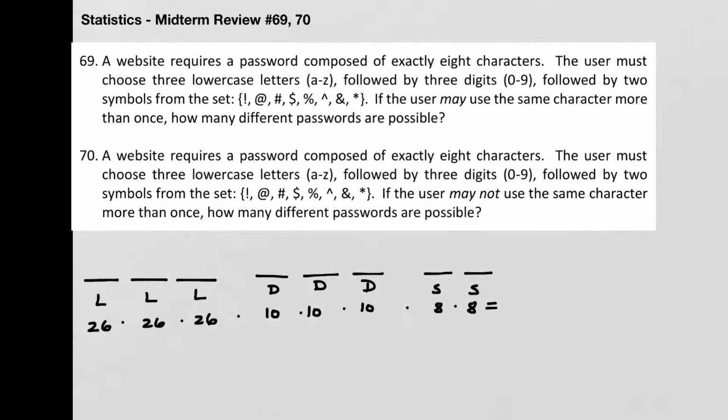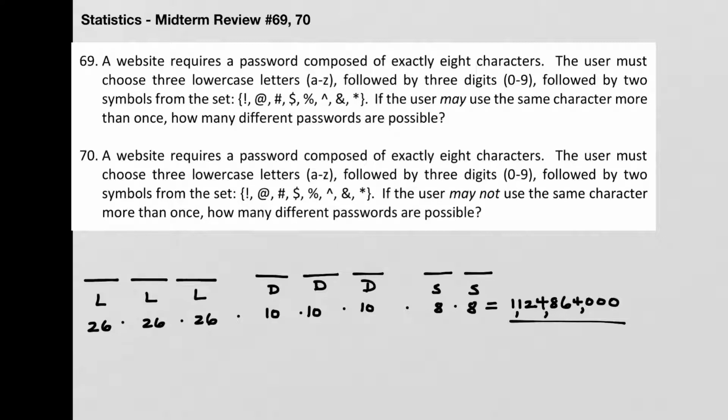So when I multiply that all in my calculator, what I end up with is 1124864000. So a lot. There are many, many possibilities there. So what is that? 1,124,864,000. That's a lot of choices.